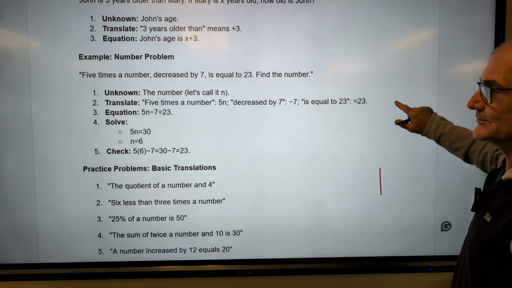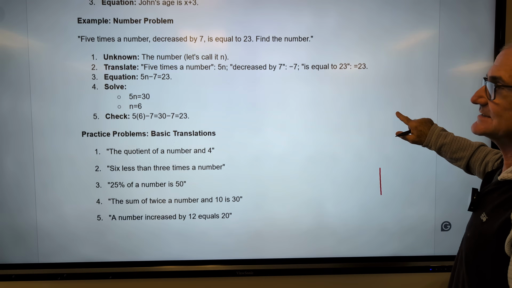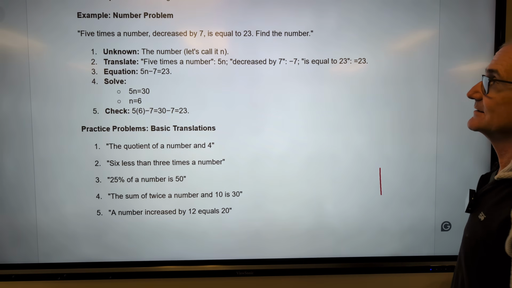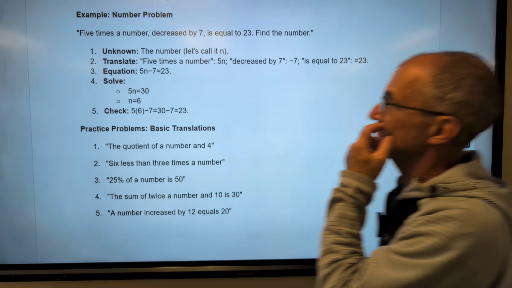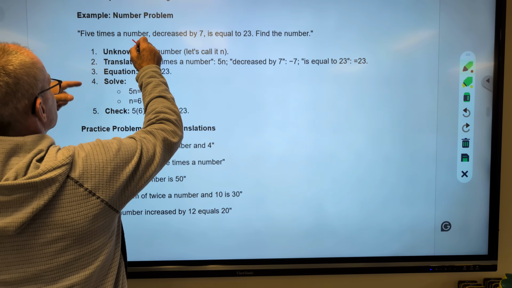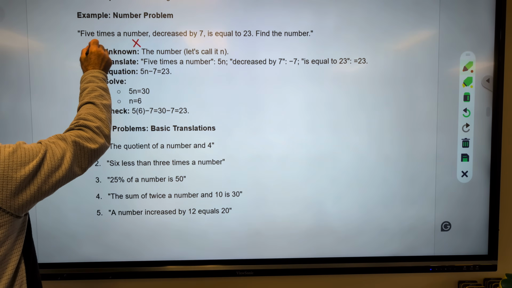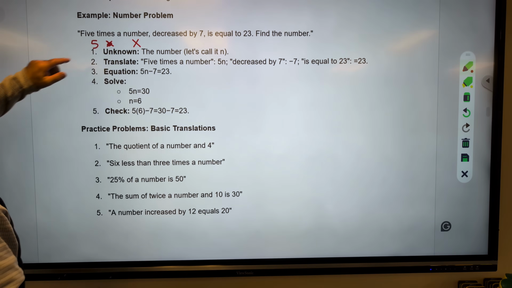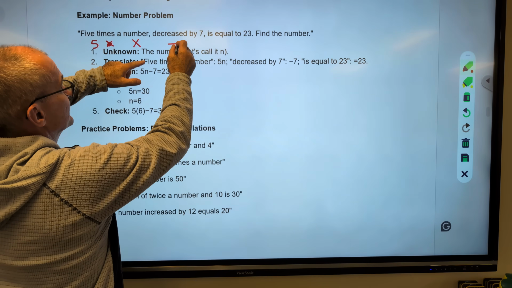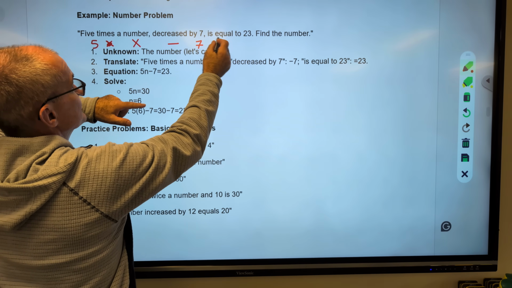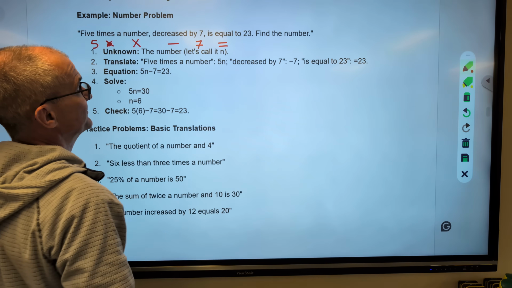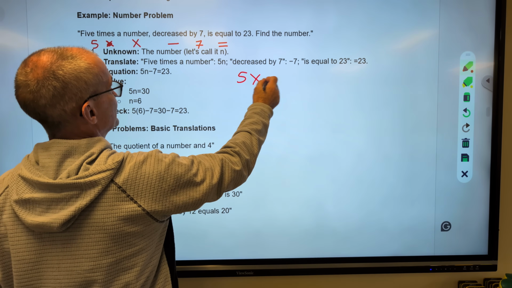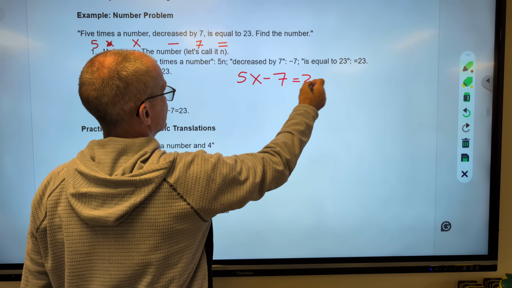Okay, so here's some examples. Let's work through this example, and then we'll do some practice problems. So right here, 5 times a number. Well, this I know right here is x, because I don't know what it is. 5 times a number. This is multiplication. I'll put it as a dot. Decreased means negative, by 7 is equal to 23. So I have 5x minus 7 equals 23.